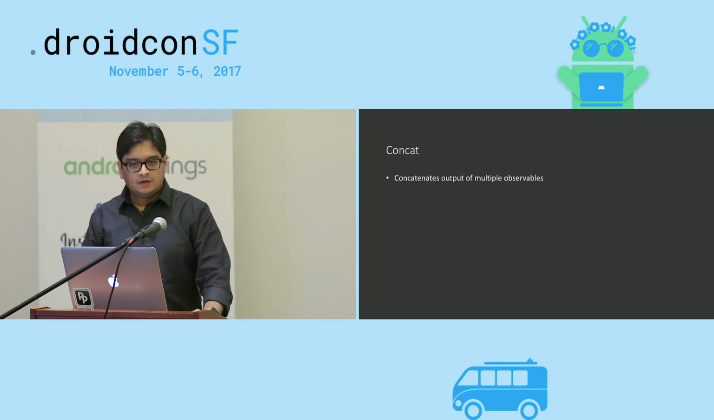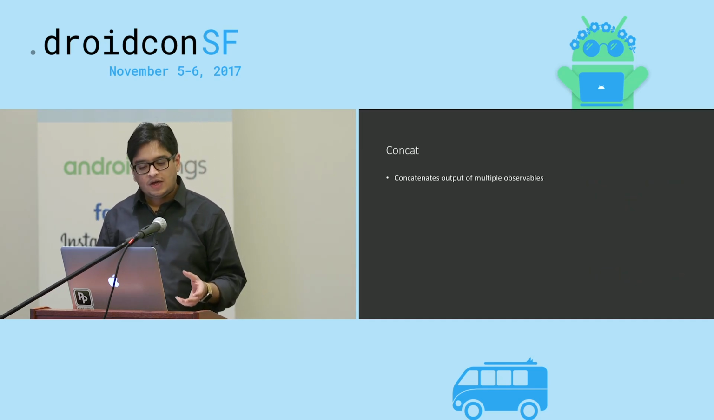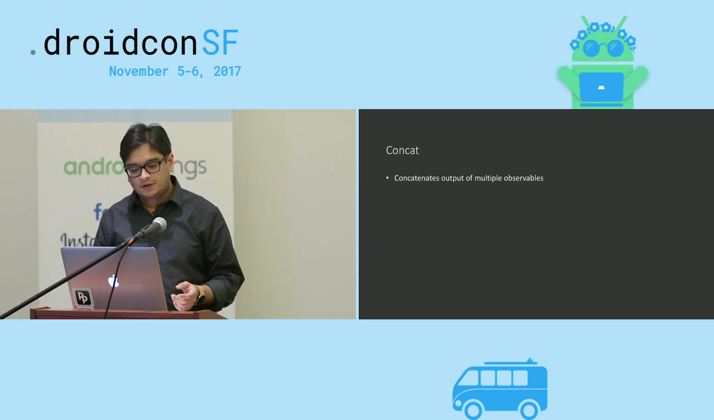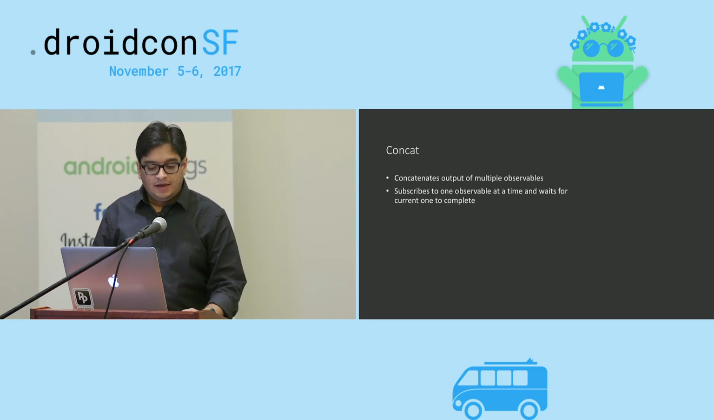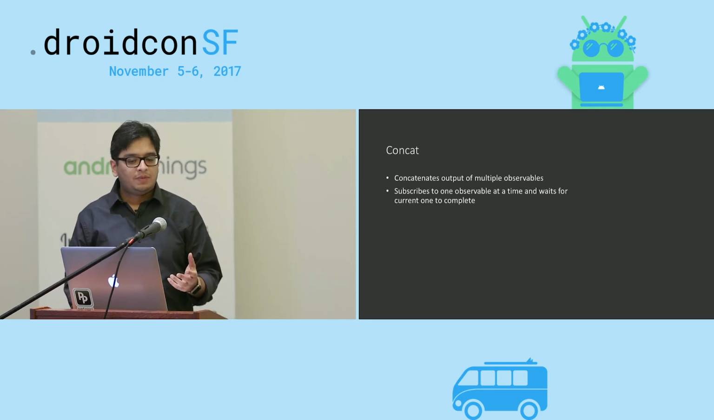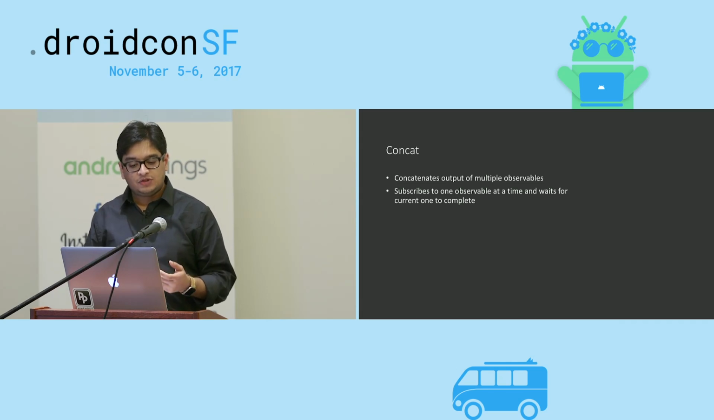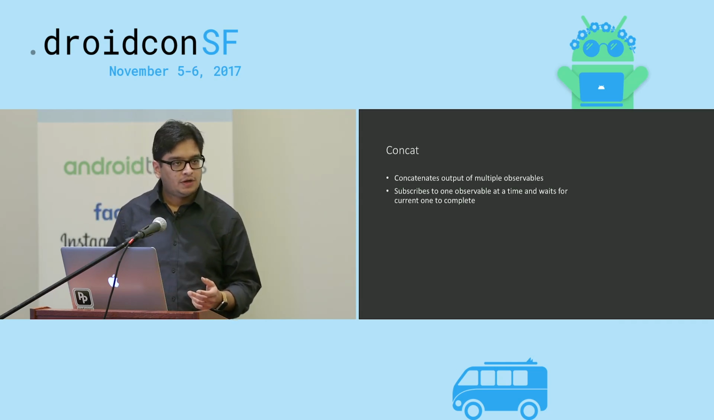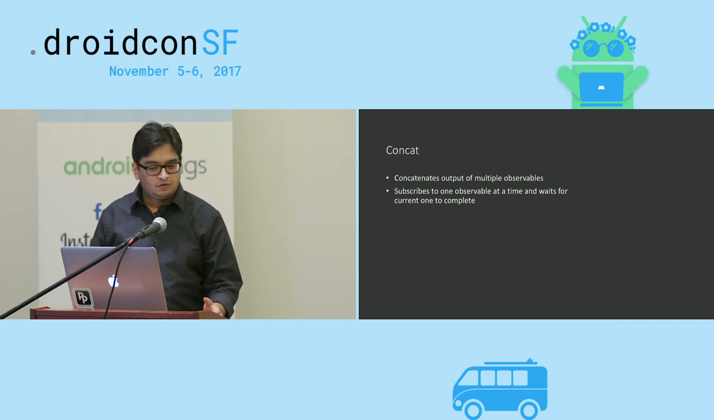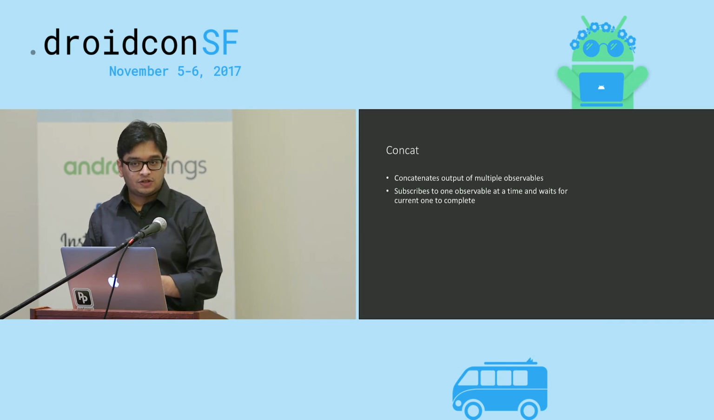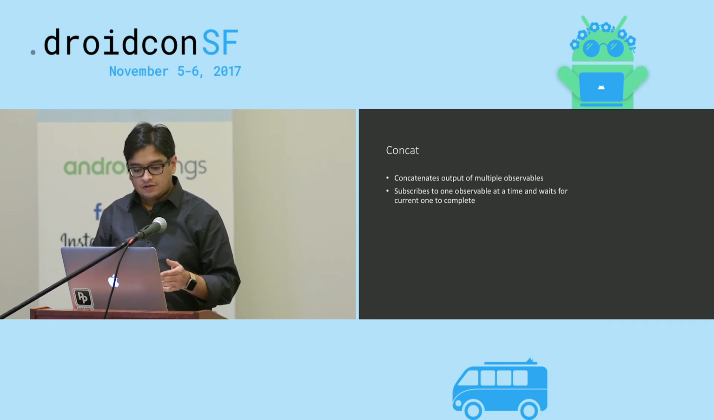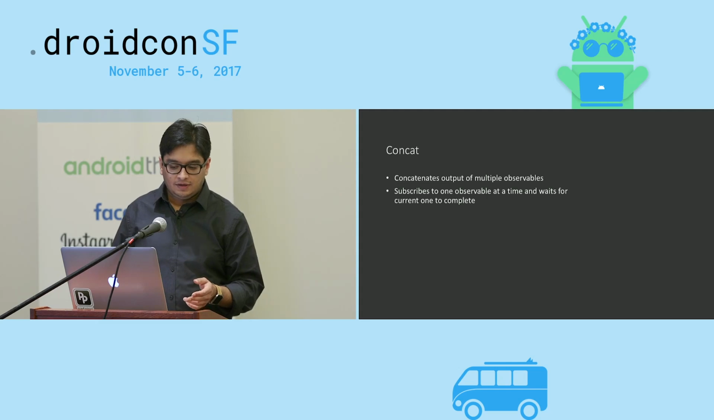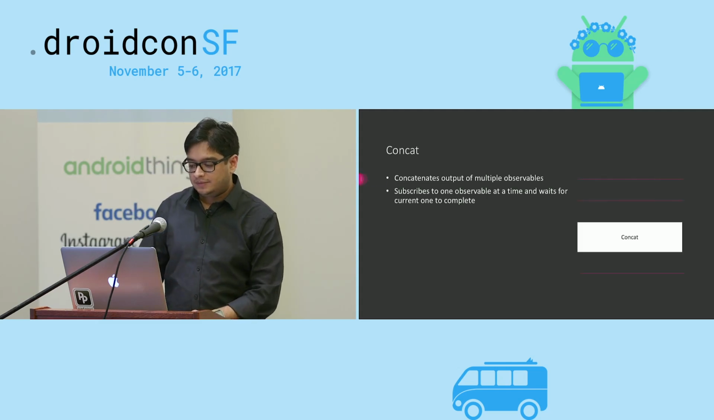Concat operator, as the name goes, it's going to concat the output of multiple observables one after the other. And how it really works is, say you put 2 observable sources through a concat operator. It's going to subscribe to the first observable and let it finish, and then it's going to subscribe to the second one. And as a result, the outputs are not interleaved. Let's look at an example of that.